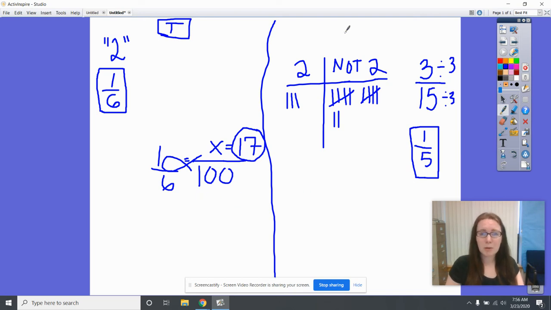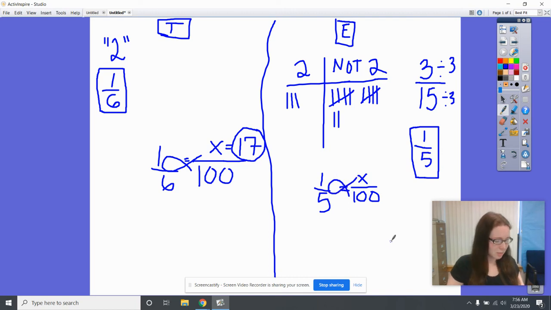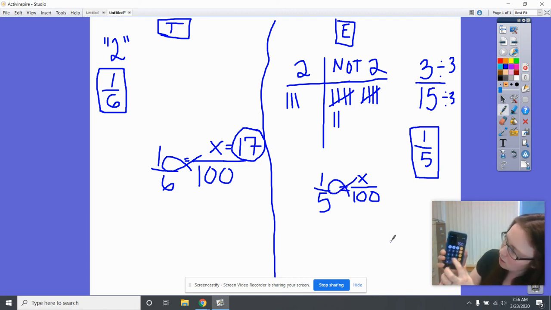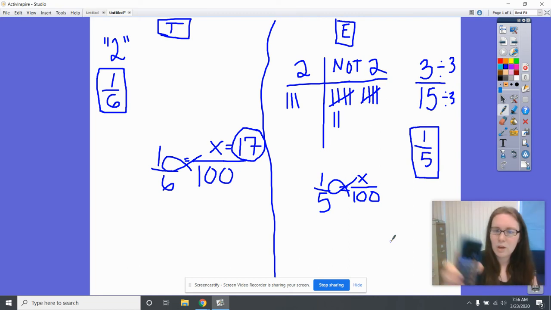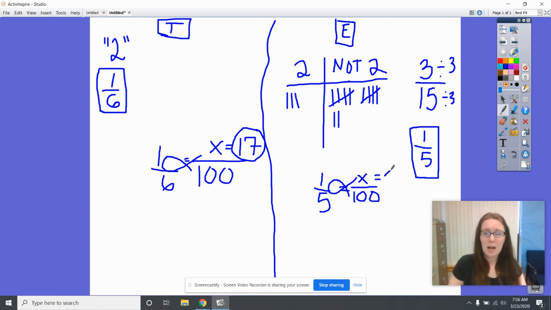Now let's look at experimental probability. Based on our experiment, let's find out how many times we expect to get the number 2. Again, if I roll it 100 times, how often do I expect? Now, I could use 1 and 5. I could use 3 and 15. Because they're actually the same fraction, just one is simplified, you'll still end up with the same number. And I want to know, based on my experiment, how many times will I get it? So I'm going to do 100 times 1, 100 times 1, divided by 5, equals 20. Based on my experiment, I expect to get the number 2 20 times.